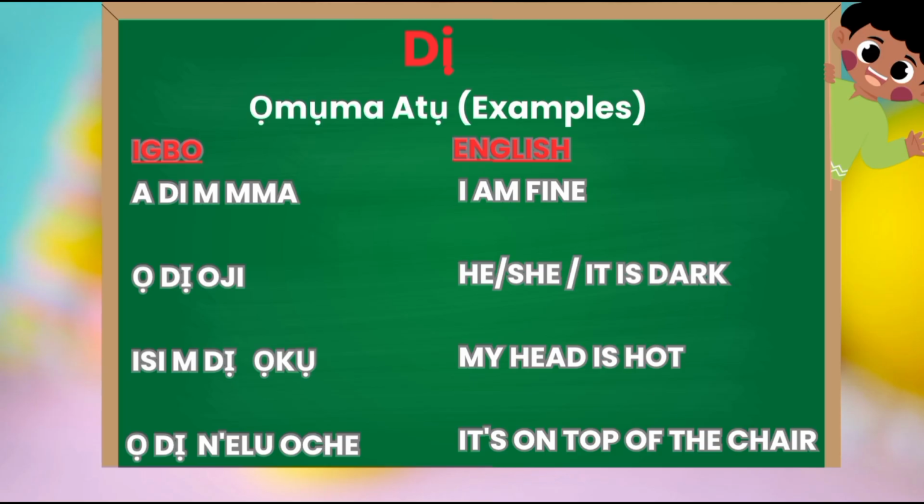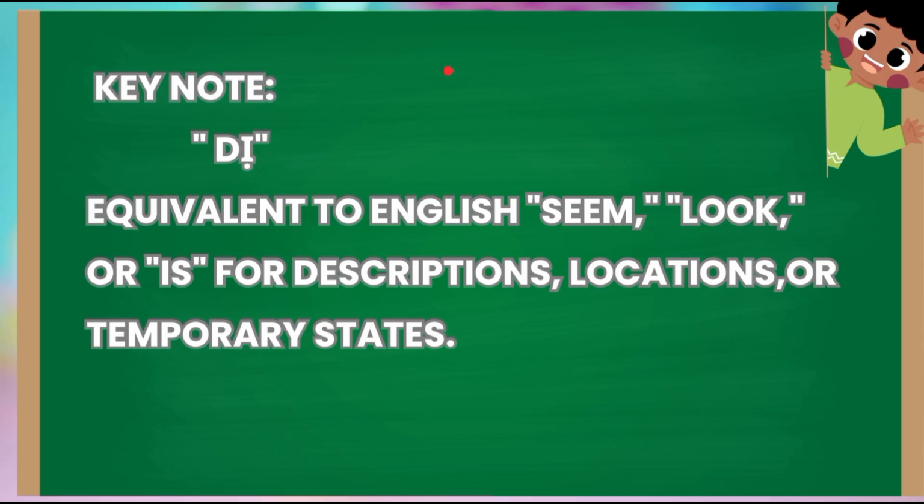"Ọdị ụji", he or she is dark. He or she being dark can be seen as a temporary state of being because there's a lot of way you can get fair now. "Isi m dị ọkụ", my head is hot. It can still get cold. "Ọdị n'elu", you can add any way you want to place it. So which means they can be used for location. It's on top of the chair, it's on top of the bed. "Ọdị n'elu oche", "ọdị n'elu akwa", anywhere.